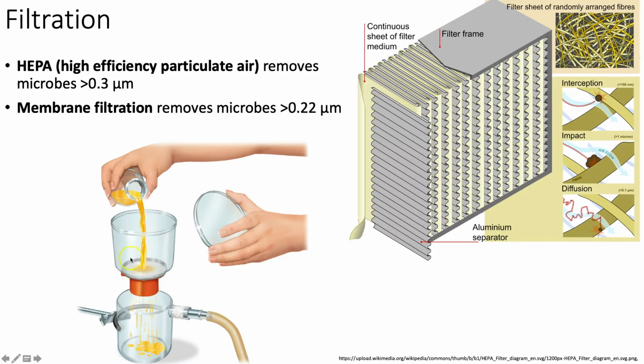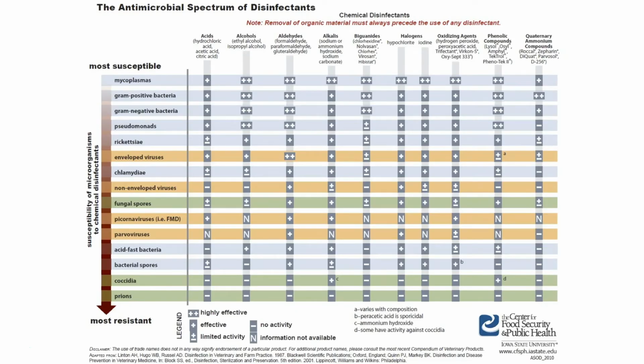And so you would put them through a nice little membrane filter here, and those are really good at removing really small bacteria. So now we need to move on to chemical methods of control, and these are the fun things. So here's a nice chart here.